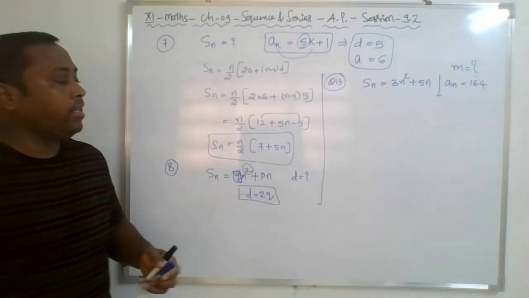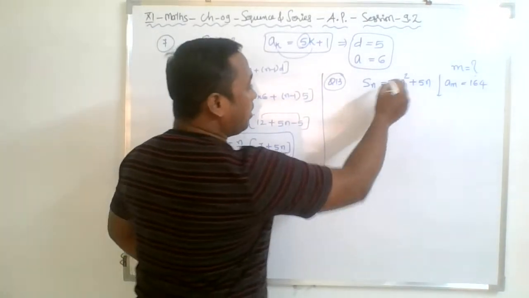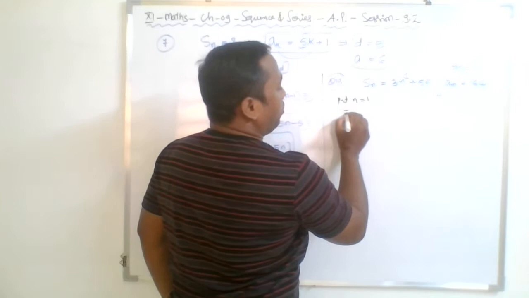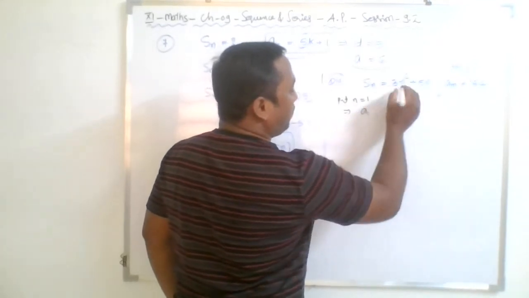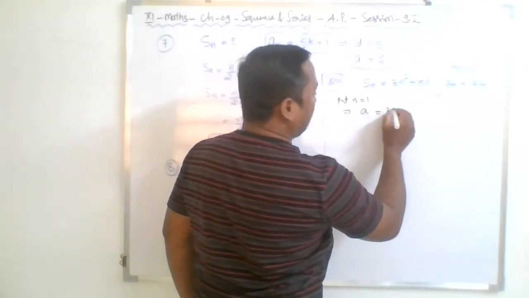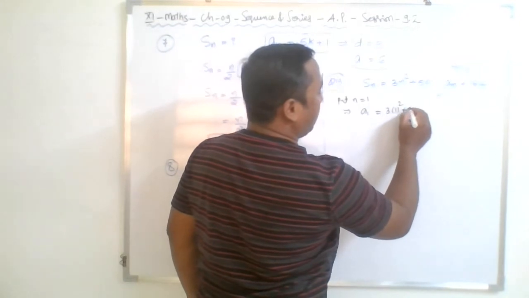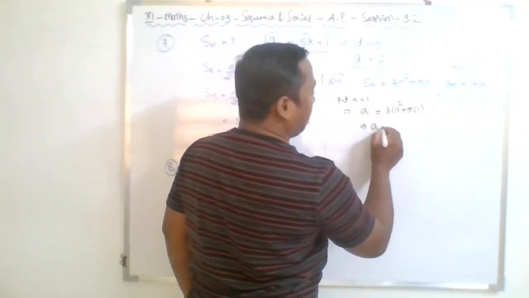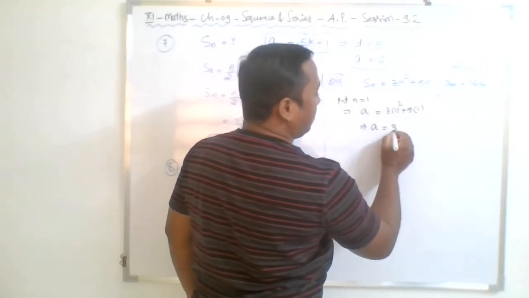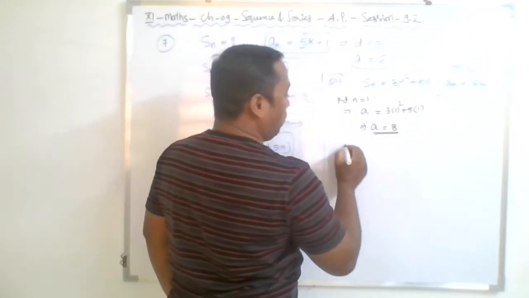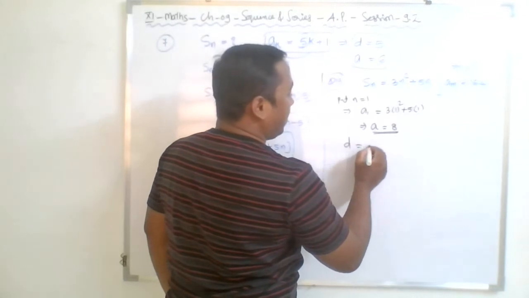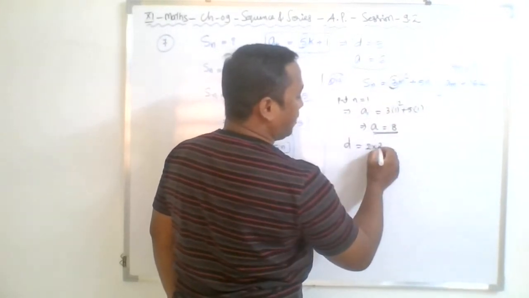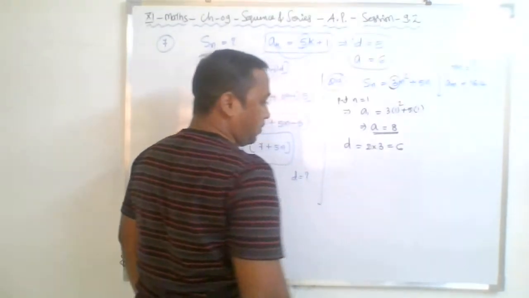Just look at the expression again. From here, if I put n equal to 1, definitely the first term of the sequence is given by 3 into 1 square plus 5 into 1. Hence the first term of the AP is 8. Now the common difference is double of the coefficient of n square, as we were discussing, that is 6.